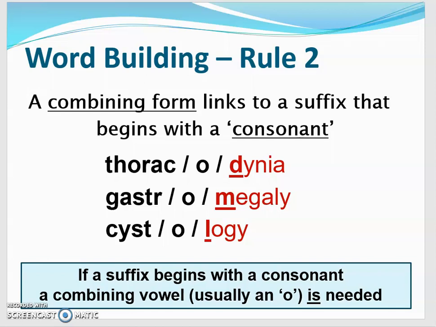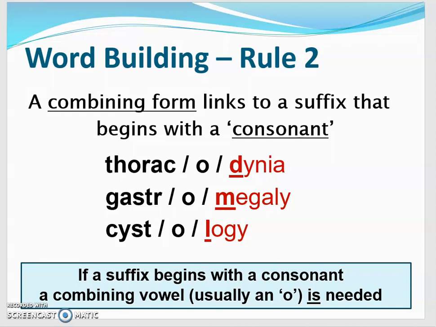As example, thoracodynia, gastromegaly, cystology. Now let's imagine we built these words using word building rule number 1, saying that we didn't need the combining vowel. Thoracodynia, gastromegaly, cystology wouldn't work. You can't pronounce them. Because the suffix starts with a consonant, it makes the word harder to pronounce without a vowel preceding it. Therefore, if we go to the blue box at the bottom of the screen, if a suffix begins with a consonant, a combining vowel, usually an O, is needed.